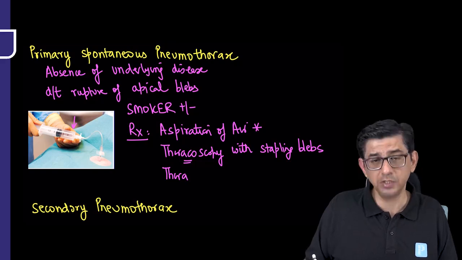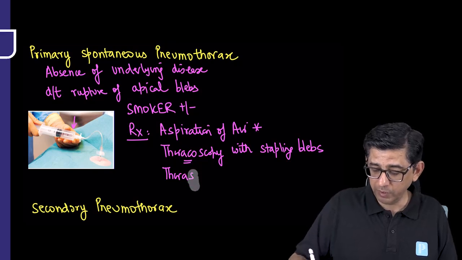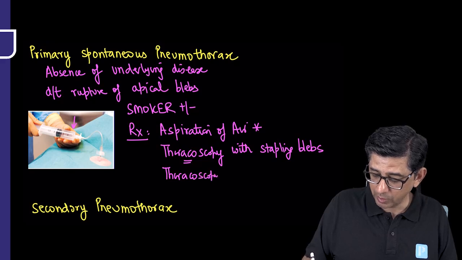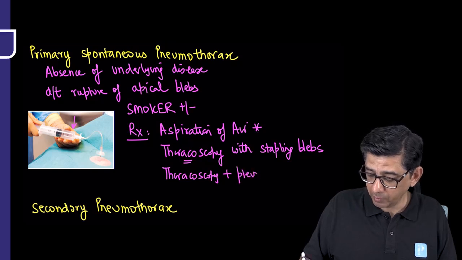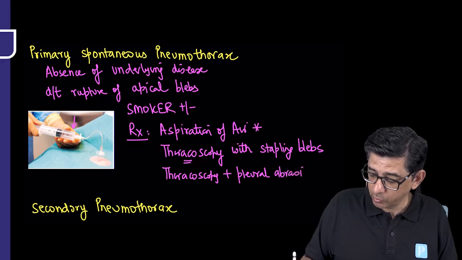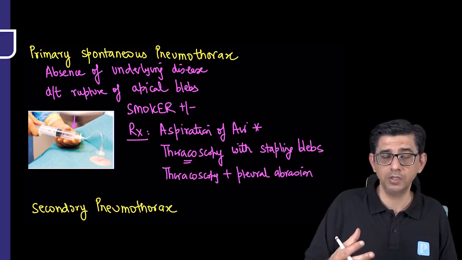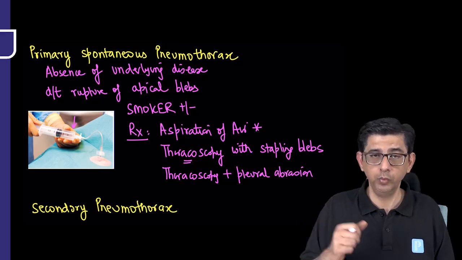Another approach, he says, that can be done in these patients is thoracoscopy again, but then what we are going to do is something very peculiar: the surgeon is going to do abrasion of the pleural surface. Abrasion means that there would be rubbing of the pleural surface done till it bleeds, and the reason why we are doing this rubbing of the pleural surface till it bleeds is because we want to cause development of adhesions between the two layers of the pleura.